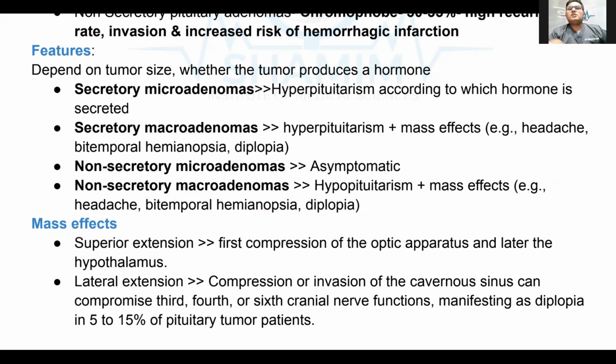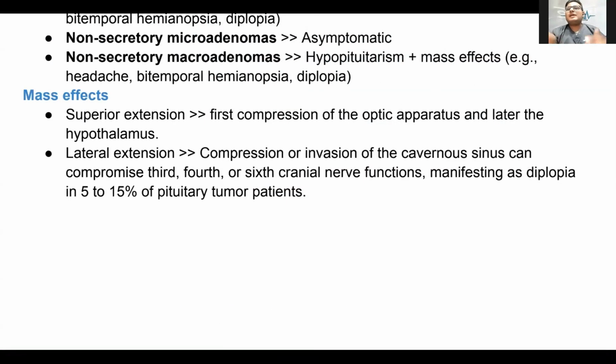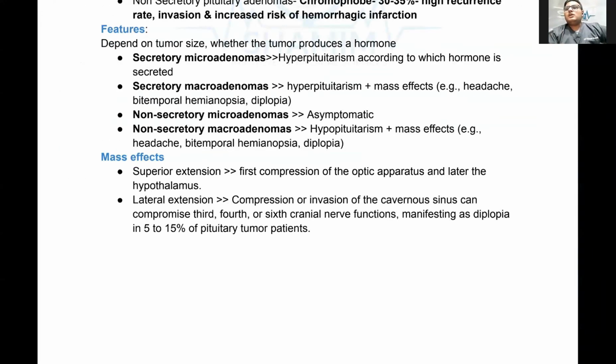Mass effects are of two types. Either this tumor can extend in the superior direction, or it can extend in the lateral direction. First, it will go superior. So if you see the anatomy of the mass effects, first I will show the anatomy. What is the anatomy?